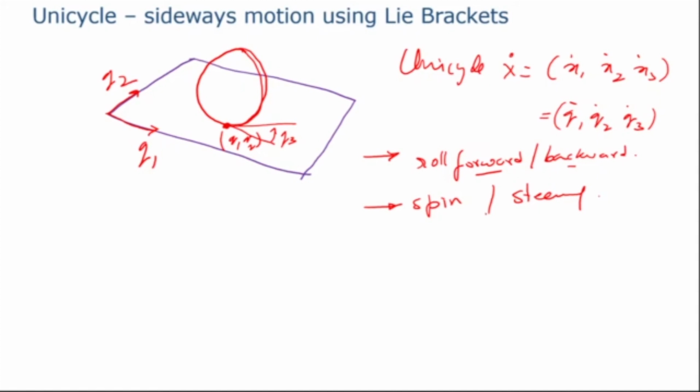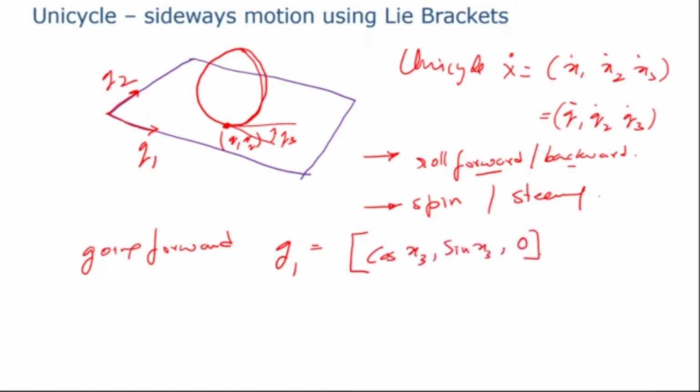Now suppose I define two vector fields for when the robot is going forward and turning. So going forward is, let's call this vector field g1, and this is equal to cos x3, sin x3 and 0. So this is going forward with unit velocity.